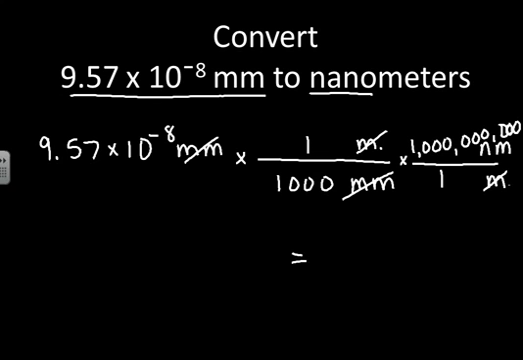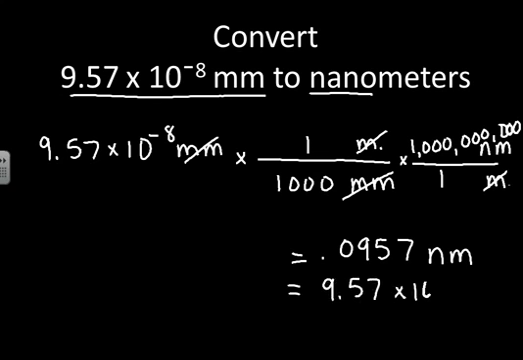You should end up with an answer that is 0.0957 nanometers, which is equivalent to 9.57 times 10 to the negative 2 nanometers. Same answer, just one is in ordinary notation and the other one is in scientific notation.